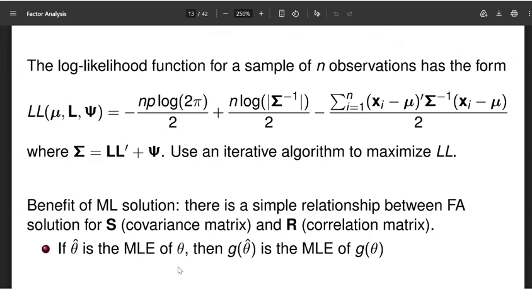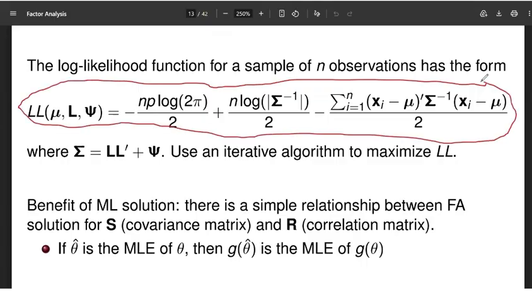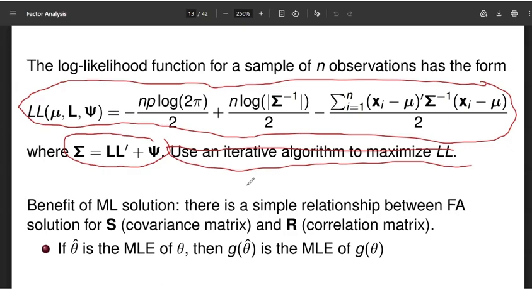When I plug that in, if you take a look at this, this is the log likelihood of a multivariate normal. But wherever I see the covariance, I'm going to plug in this to reflect factor analysis, because the parameters in factor analysis are the loadings and the specific variance. Then I'm going to use my iterative algorithm to maximize that.